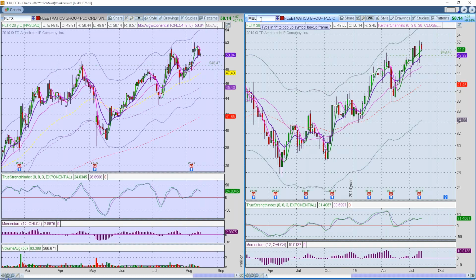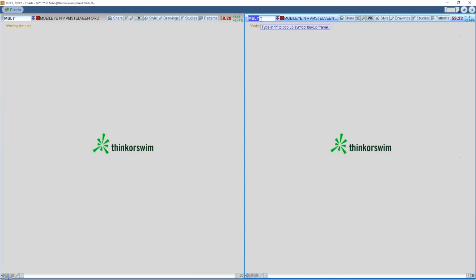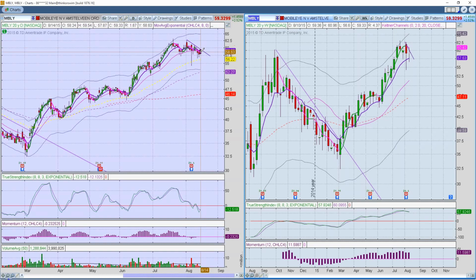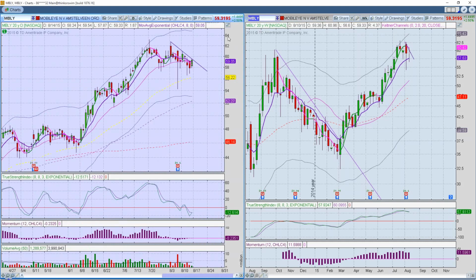Okay, Mobley. Mobley has also been holding up fairly well. It has put in a nice little flag, and it's almost broken above it, and it is above the 8-day moving average. So one could say, well, I've got a reversal. It looks like the momentum, the true strength indicator, is coming back into it. I've got the momentum moving back in.